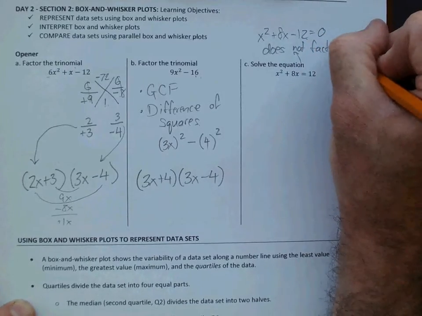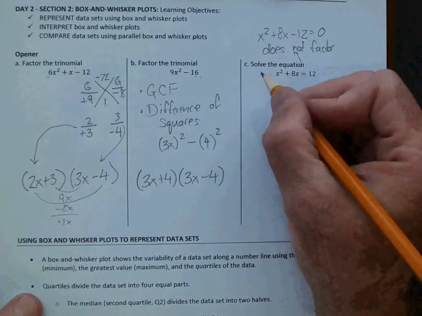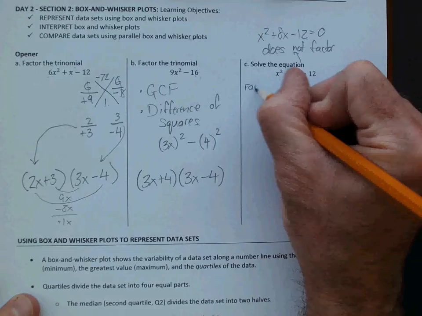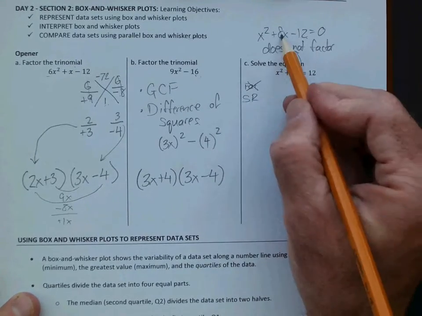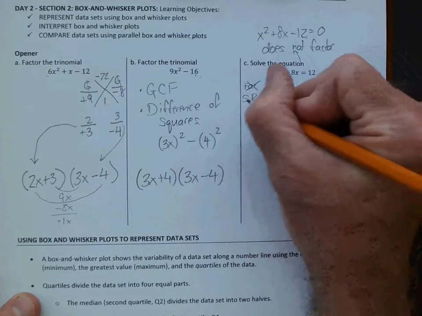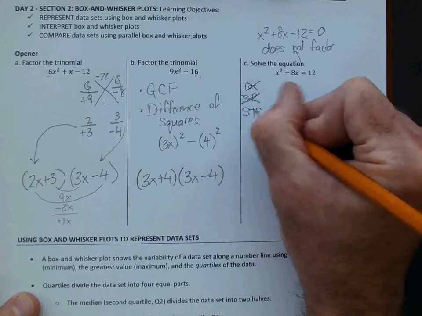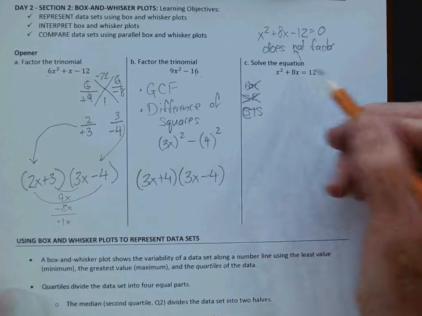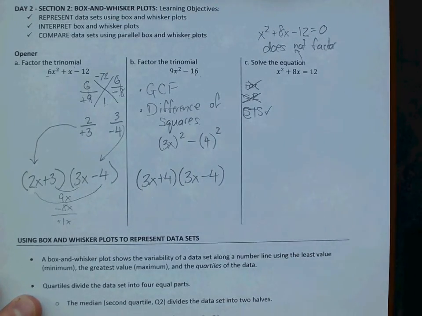So, if it doesn't factor, what are my options? Well, first choice was factoring, and I just told you it doesn't factor. Second choice was square roots. Since there is a linear term, an 8x term, I'm not going to use square roots. Completing the square, CTS. Is a 1 and b even? Yes. So I'm going to choose completing the square. The other option you have is quadratic formula, which always works.